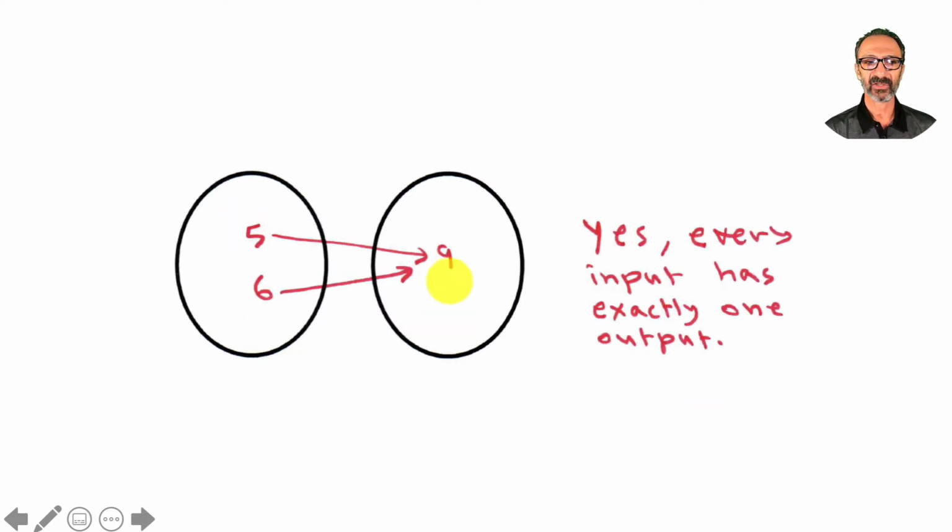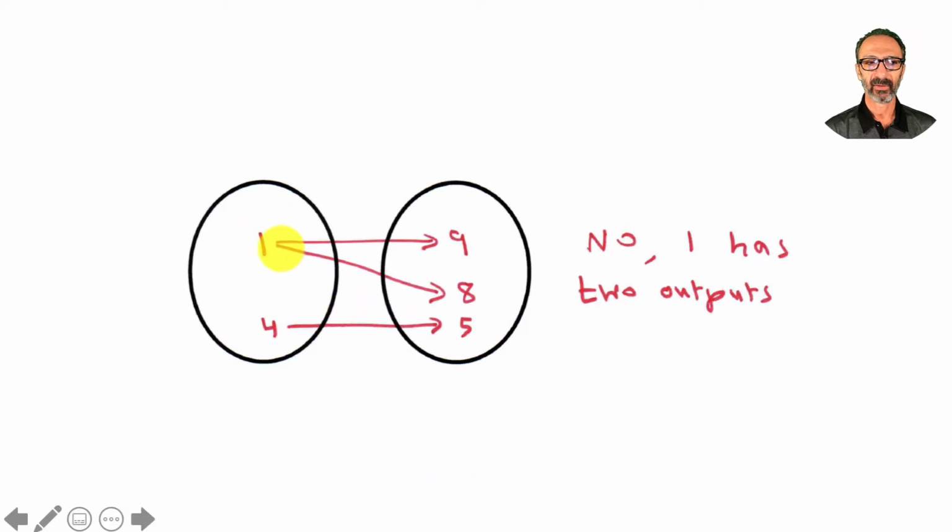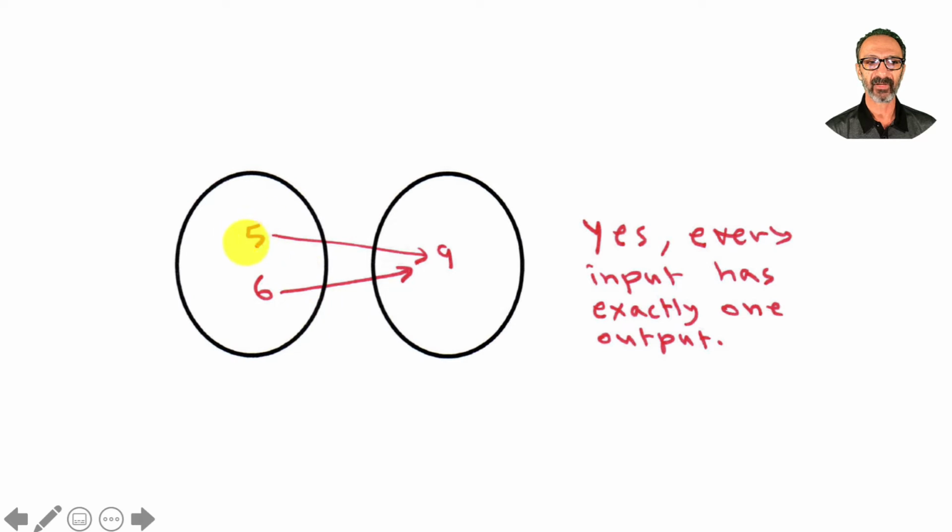This one right here, they share the line, but still, it's a yes. Every input has exactly one output. 5 has exactly one output. I'm not asking you or questioning what is the output. It's 9, I know that. But 6 doesn't have 2 arrows like the previous one. Look at this one. I'm looking right here. I'm not looking right here. This right here shows that it has 2 outputs. Where in this one, 5 has one output, 6 has one output. So we're done.